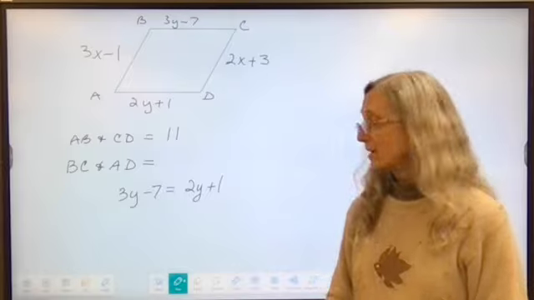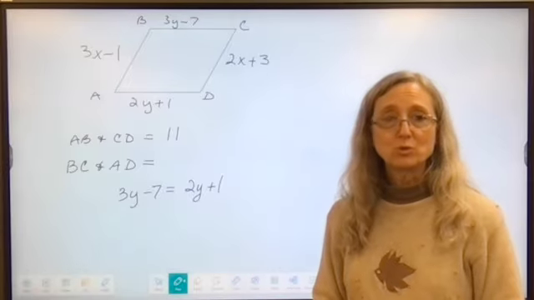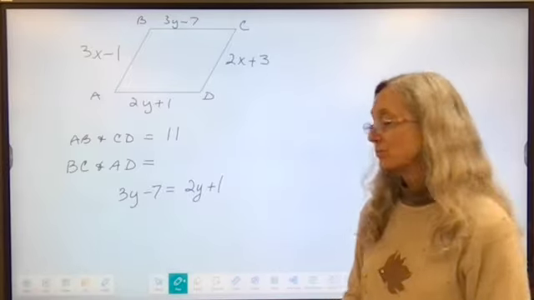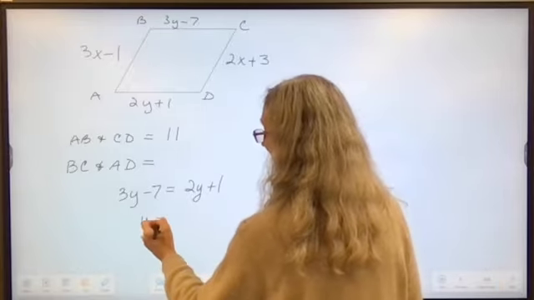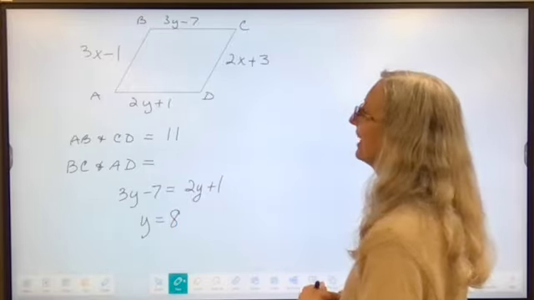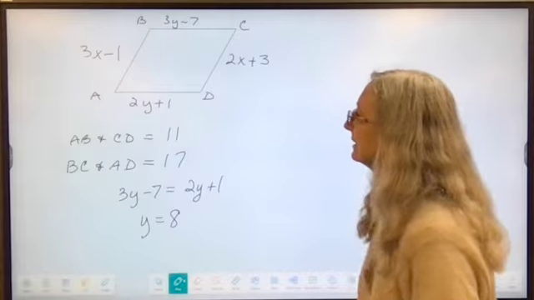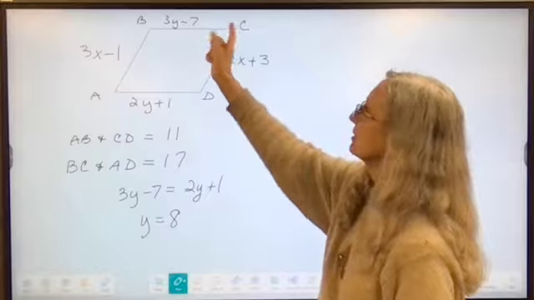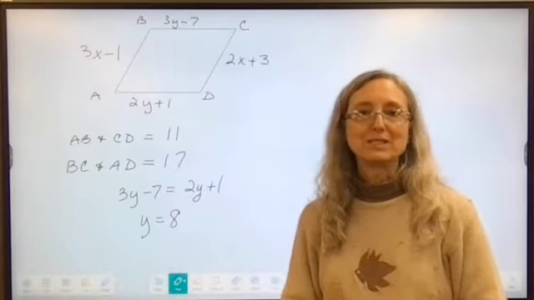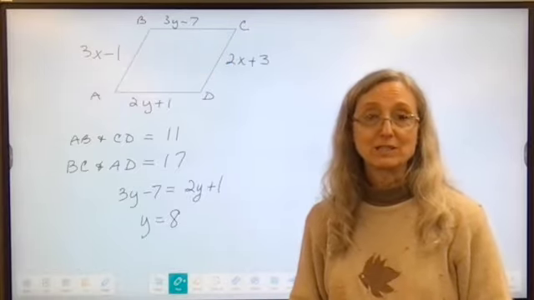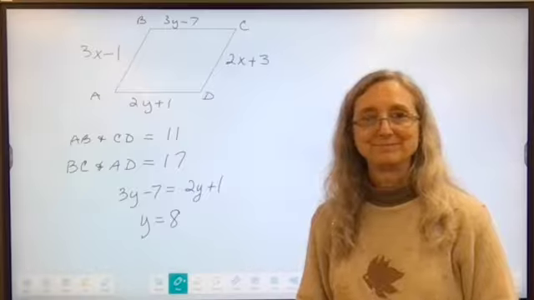Okay, hopefully you set up that 3y minus 7 equals 2y plus 1 and solved for y. You got y equals 8. And when we plug that in, then that means these 2 would be 17. 16 plus 1 and 24 minus 7 would be 17. That's how you solve these parallelogram problems.